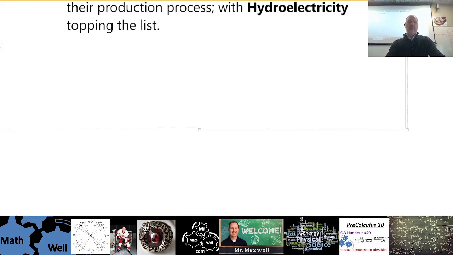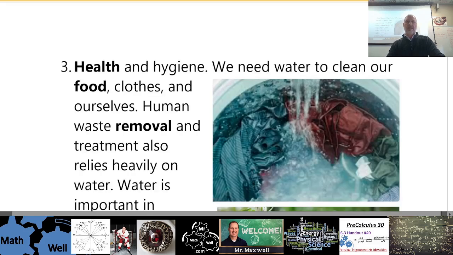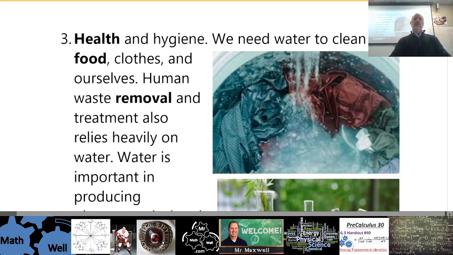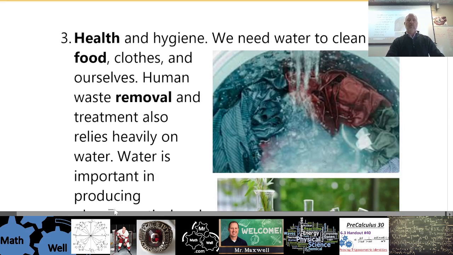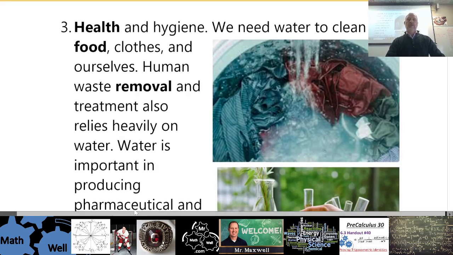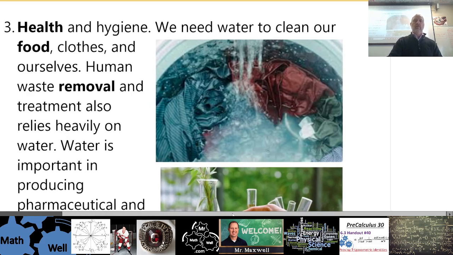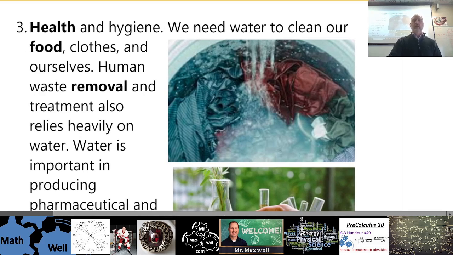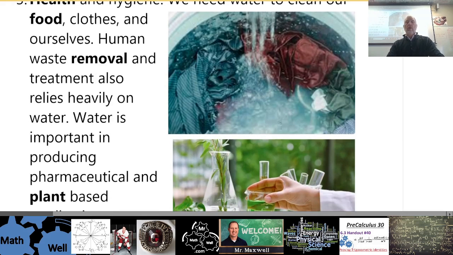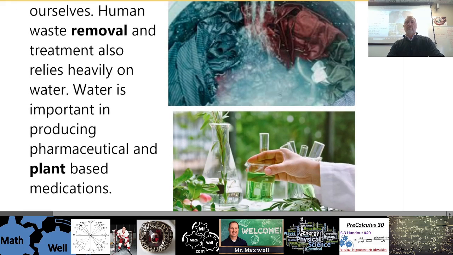Okay, so what's number 3 then? Moving on, number 3, health and hygiene. I'm sure you've thought lots about health and hygiene, but we need water to clean our food, our clothes, and even ourselves. So health, hygiene, human waste removal. You flush things down the toilet, which also relies heavily on water. Water is important in producing pharmaceutical and plant-based medications as well.